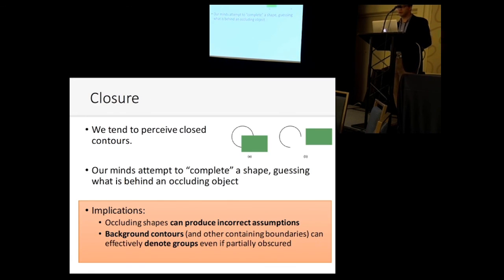The next concept is the notion of closure, and that's that we tend to perceive things as closed shapes or closed contours. So if you look at A, what you see is a circle and a square overlapping each other. If you look at B, it's the exact same graphical objects, but now we see a square, or a rectangle, and an arc. It's not fully closed, because now we can see what's underneath and we can see that there's a break. But our mind automatically starts to interpolate that circle being closed, even though it's completely covered up. So mentally we try and complete that shape and guess what's behind an occluding object if things cover each other up.